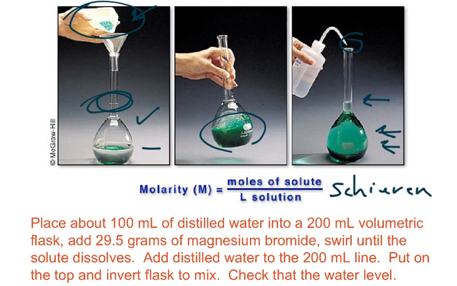And then when you don't see the Schlieren, everything is mixed, then go back and double check that water level again. Sometimes that changes just a little bit after you stir. And when you're done, that's the directions on how to make your solution.